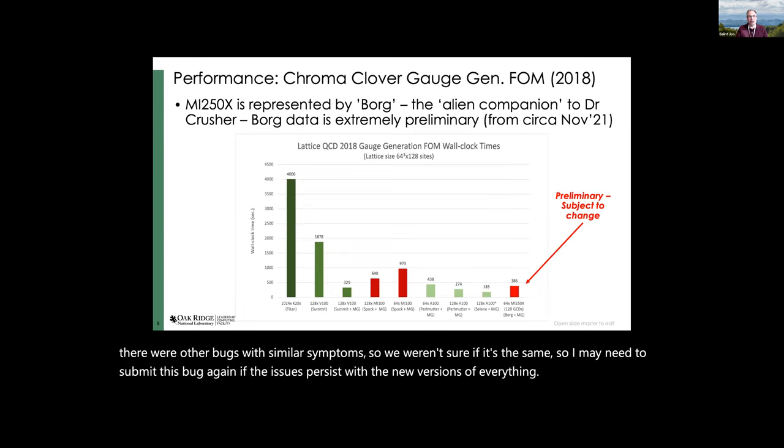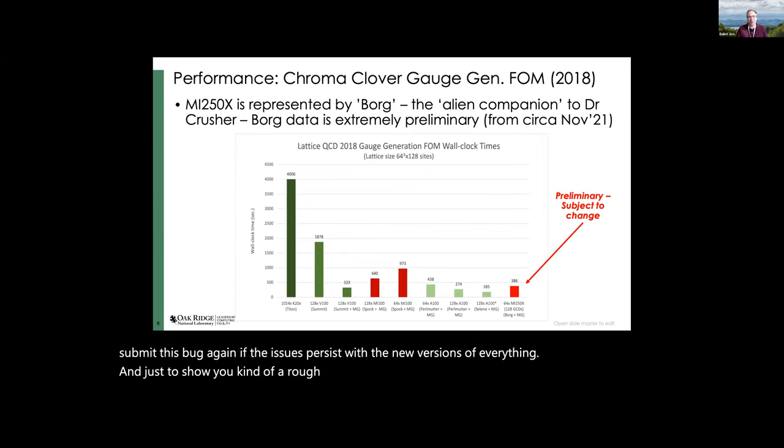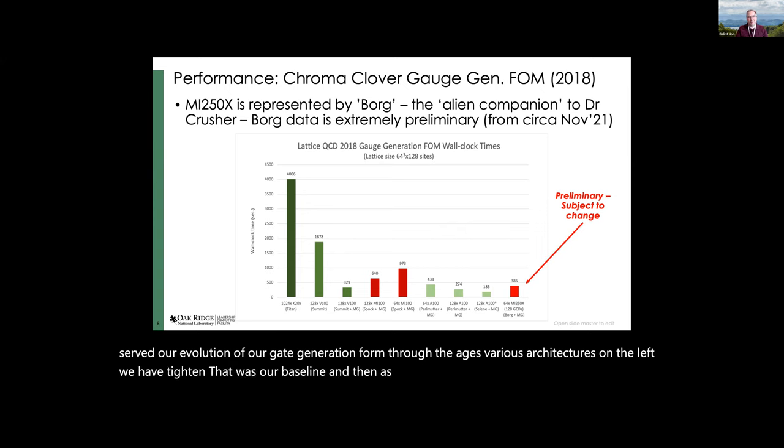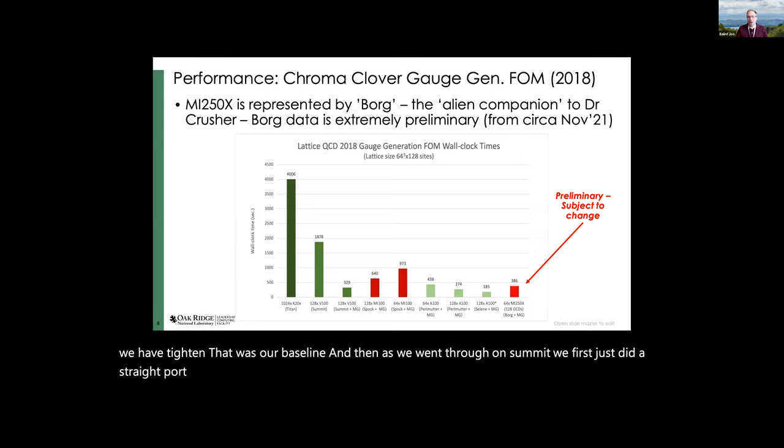And just to show you a rough performance, I have here what we call our money plot. It's sort of the evolution of our gauge generation FOM through the ages on various architectures. On the left, we have Titan, that was our baseline. And then as we went through on Summit, we first just did a straight port, and then we put in a whole bunch of algorithmic improvements. So that's what brought us down to this 329 second run.